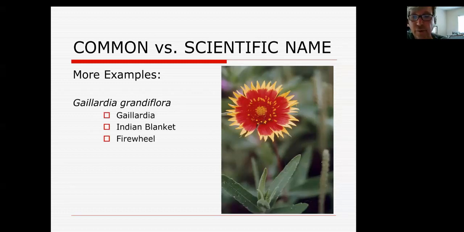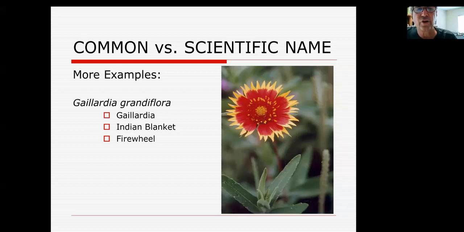Okay, some of the others: firewheel, Indian blanket. Sometimes it's just called Gaillardia, but I will also add the quote, just blanket flower without the Indian component on it. So those are all common names. But if you want to make sure you're getting something, you say firewheel, some people may not know what it is. Or you talk about Indian blanket or blanket flower, they may be picturing something else.